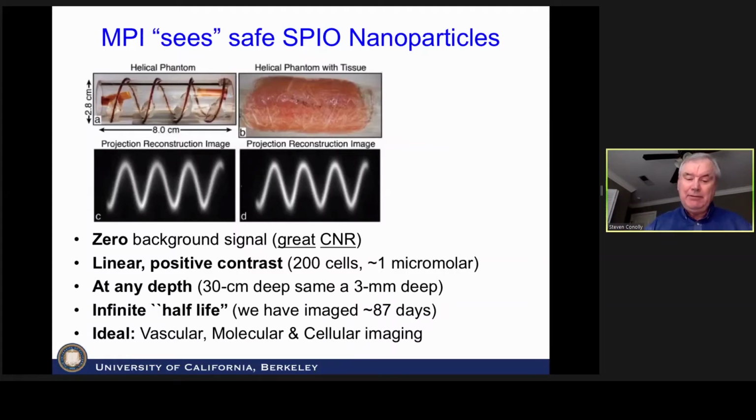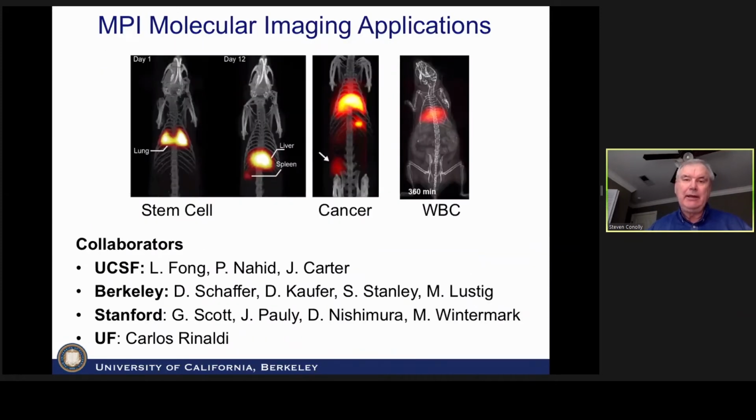And like I said, infinite half-life to the tracers inside the body. The only half-lives you have to worry about are physiologic, not magnetic. So it's really ideal for vascular, molecular, and cellular imaging. And that's what I'm going to talk about today, these molecular imaging applications: stem cell imaging, cancer imaging, and white blood cell imaging, which is really important for immunotherapy.